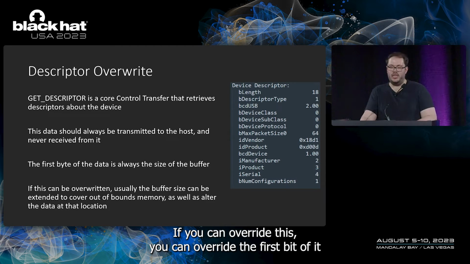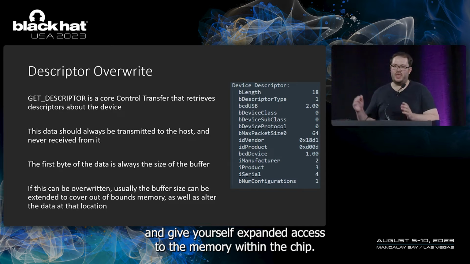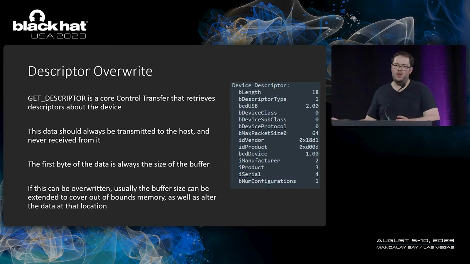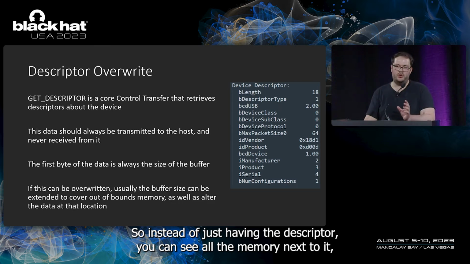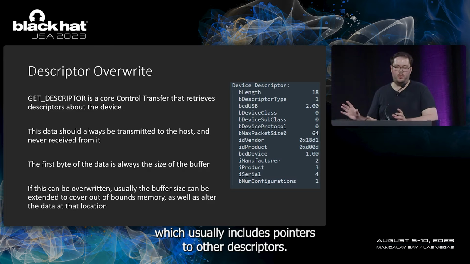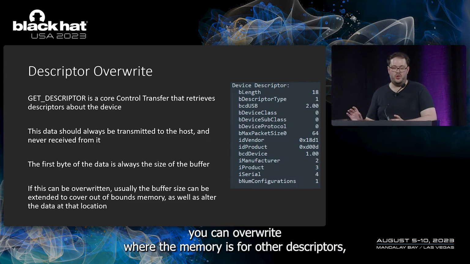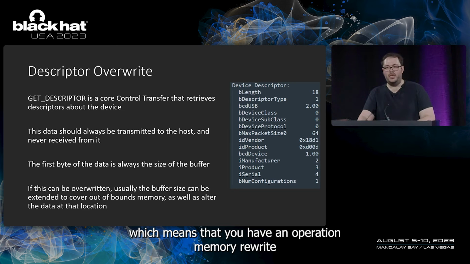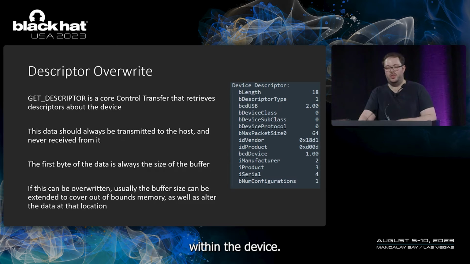If you can overwrite this, you can overwrite the first byte of it and give yourself expanded access to the memory within the chip. So instead of just having the descriptor, you can see all the memory next to it. Which usually includes pointers to other descriptors. So if you can overwrite them, you can overwrite where the memory is for other descriptors, which means that you'll have an arbitrary memory read-write within the device.